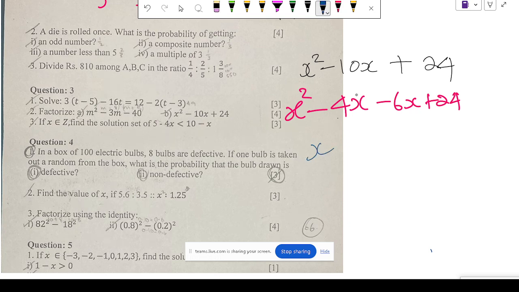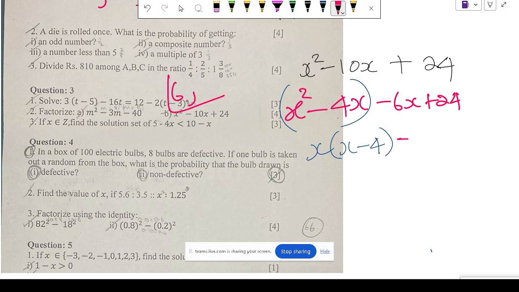Yeah, when you group the first two, what do you get? X is common. X minus 4. Yes, sir. Next. The first sign is minus. What is common? 2 is common, sir.